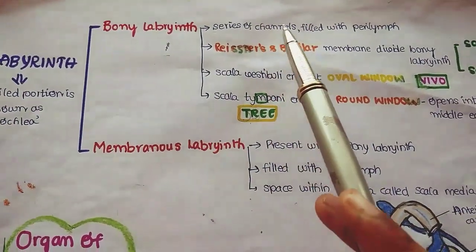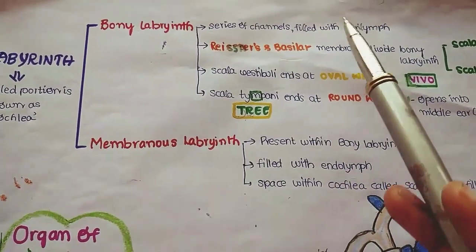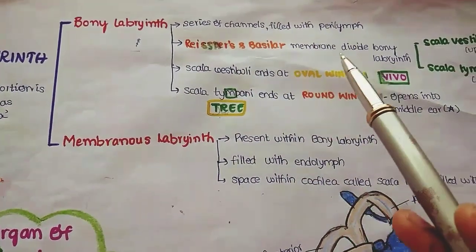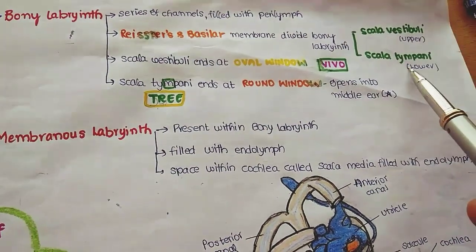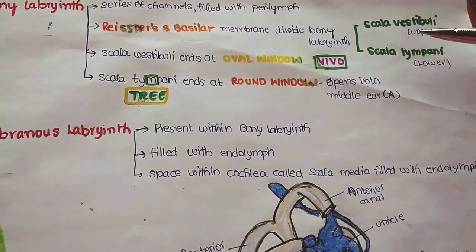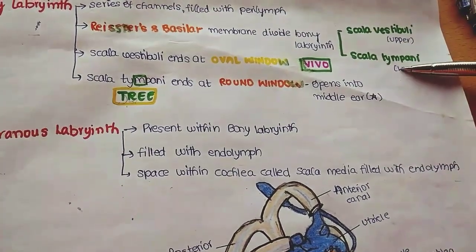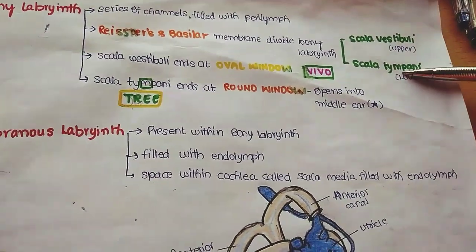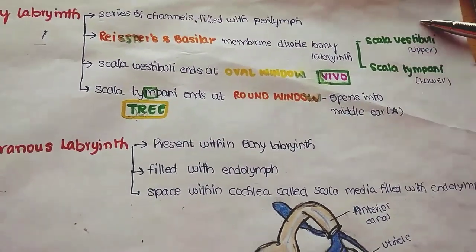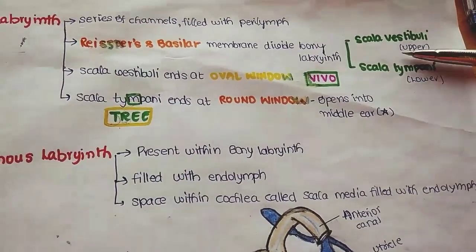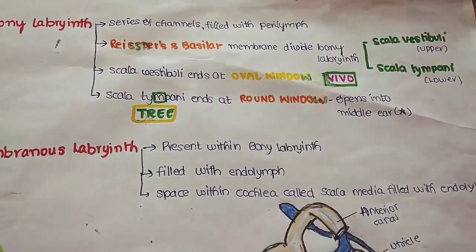Bony labyrinth is a series of channels which is filled with perilymph. Reissner's and basilar membrane divide the bony labyrinth into upper scala vestibuli and lower scala tympani. Which is the upper part and which is the lower part? There is a confusion here. In alphabetical order, V comes first and T comes next. So V is the upper part, vestibuli, and T, tympani, is the lower part.